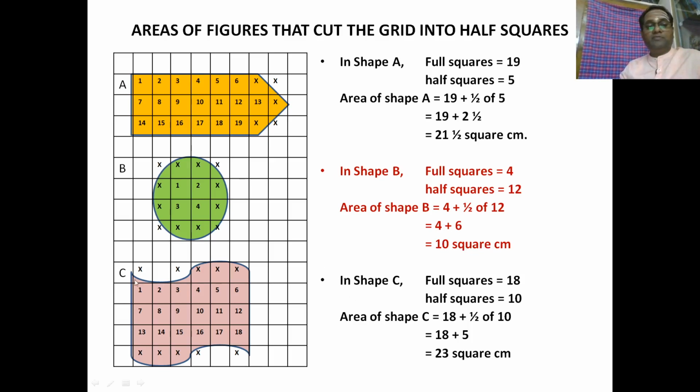Now coming to shape 3, you can see there are 18 full squares, and let us count the half squares. 1, 2, 3, 4, 5, 6, 7, 8, 9, 10. There are 10 half squares. So 18 full squares plus half of 10 half squares. Half of 10 half squares will make 5. So 18 plus 5 makes 23 square centimeter.